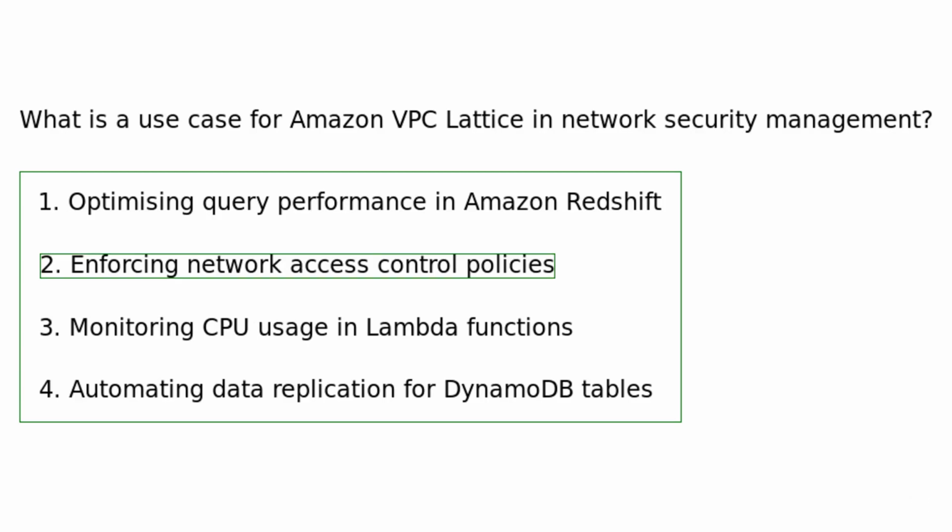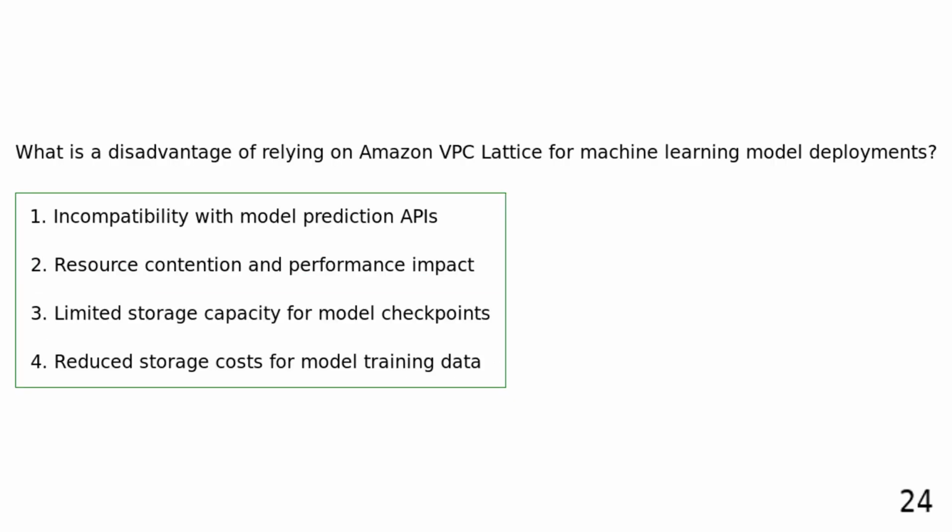Amazon VPC Lattice can be utilized in network security management to enforce network access control policies, ensuring that only authorized entities have the necessary permissions to interact with the VPC resources. What is a disadvantage of relying on Amazon VPC Lattice for machine learning model deployments?